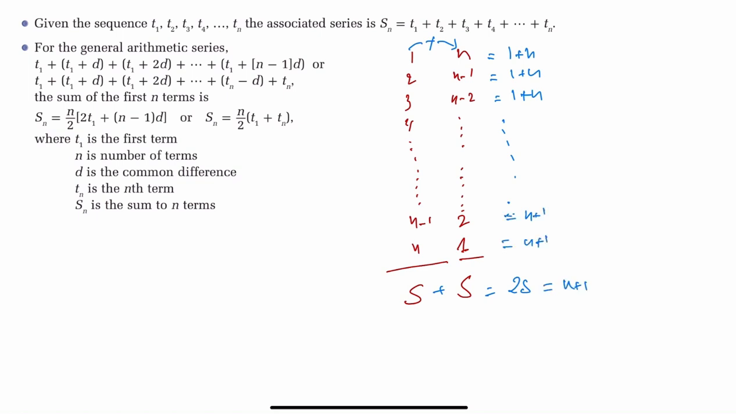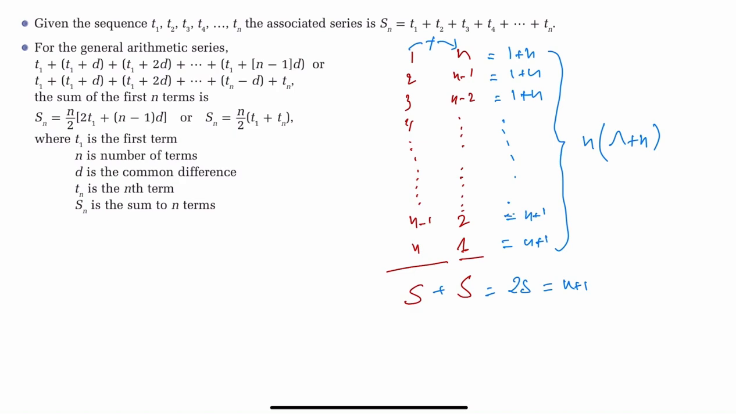What we just did is take a normal sequence and add the same one in the opposite order, and we find that all terms are equal. So these terms are exactly the same as this. This is equal to n times 1 plus n, because we have n terms of 1 plus n.